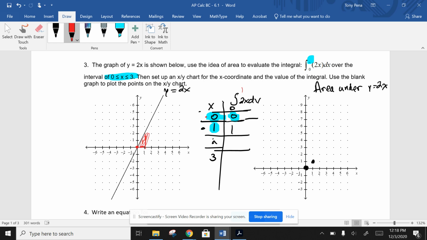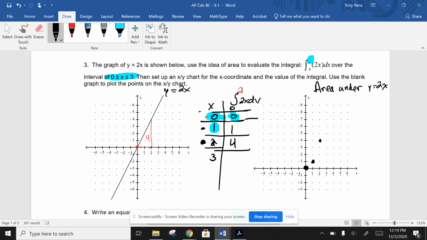If we go to 2, let me get rid of this. So now I'm going to go over here to the x value of 2. So here to here, that's my new upper limit. So let's change this to a 2. This now is a base of 2, height of 4. So that's 8. Half of 8 is 4. So when x was 2, we got an area of 4. So plot (2, 4).